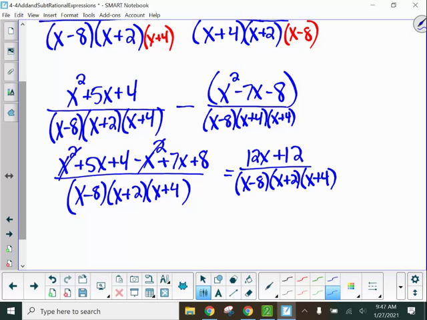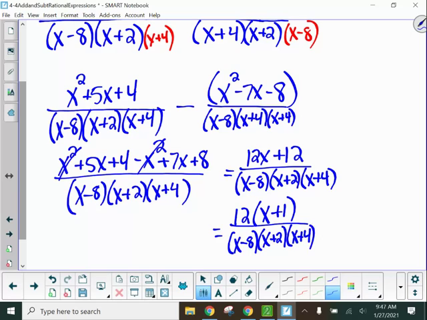On top, there is a greatest common factor, so I can factor 12 out of that. So I have 12 times x plus 1 over x minus 8, x plus 2, x plus 4. And even though we were able to factor the numerator, there is no 12 as a factor in the denominator, nor is there an x plus 1 as a factor in the denominator. So I can't do anything else with this. This would be my solution. That would be my final answer.